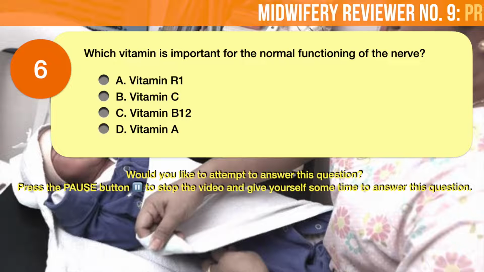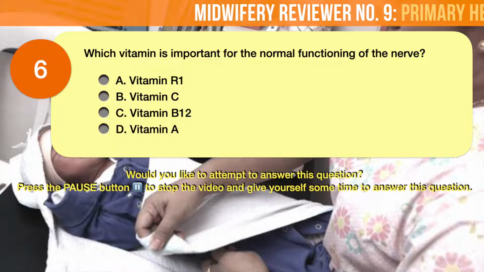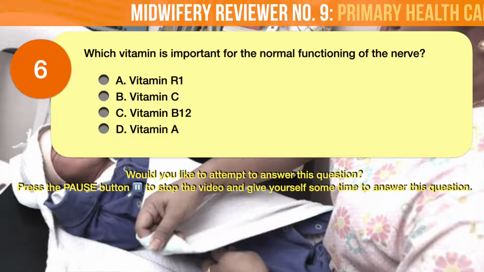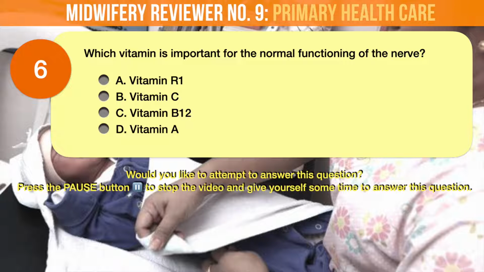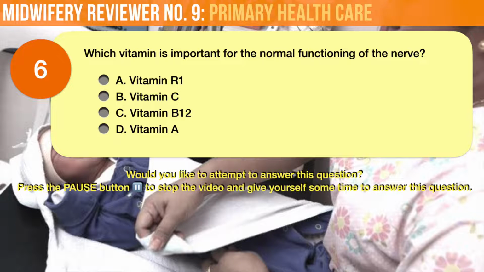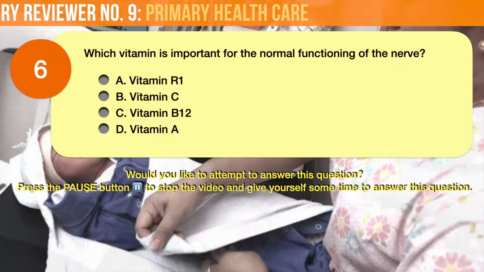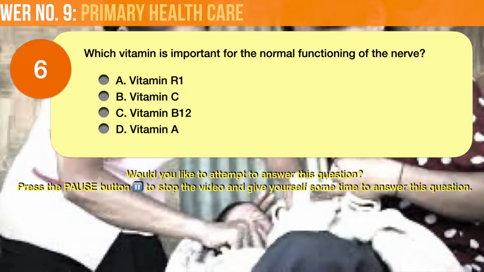Question number 6. Which vitamin is important for the normal functioning of the nerve? A. Vitamin R1. B. Vitamin C. C. Vitamin B12. D. Vitamin A.